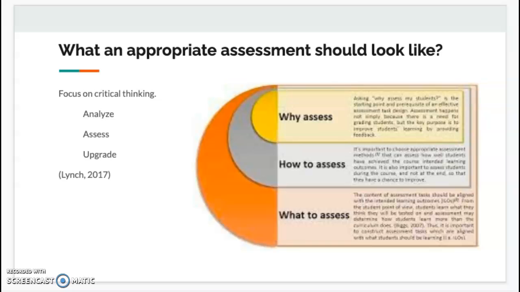What does an appropriate assessment look like? Focus on critical thinking, analyze, assess, and upgrade. And I think this is where my short answer questions or short essay questions come into play. It does focus on critical thinking because they're not just going to give me the answer to something, but they've got to explain why that answer is correct. They have to back that statement up with facts, and this creates that critical thinking piece.